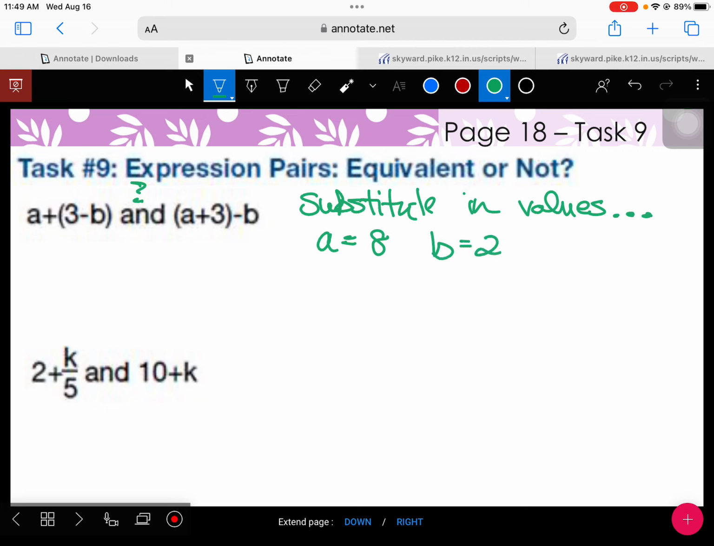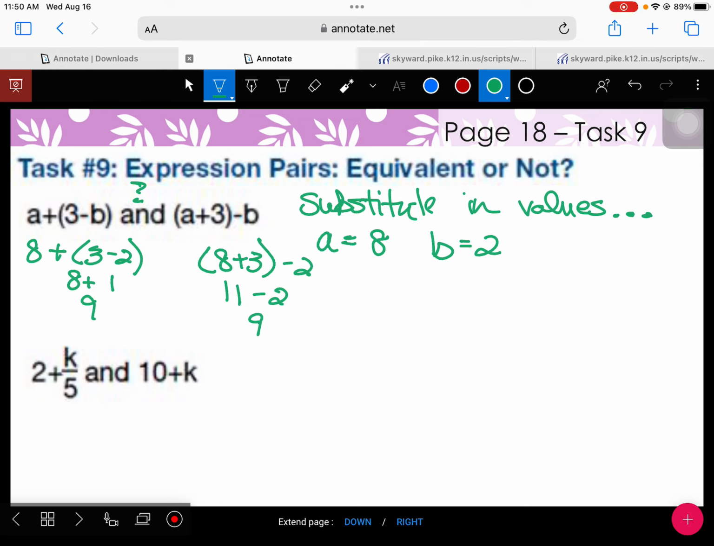So if that's true, this would be 8 plus, parentheses, 3 minus 2. Is that the same as 8 plus 3 minus 2? So here I get 3 minus 2 is 1, 8 plus 1 is 9. Here I get 11 minus 2 is 9. You're like, okay, so it works for that one. Does that mean it's going to work for every number for values of A and B?